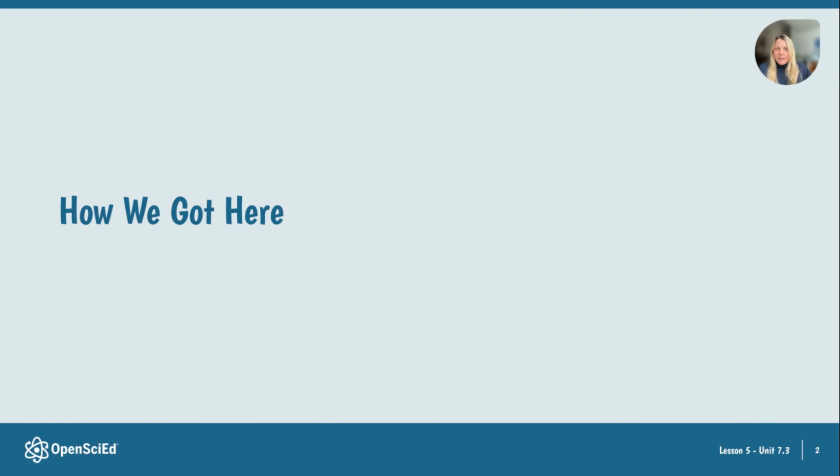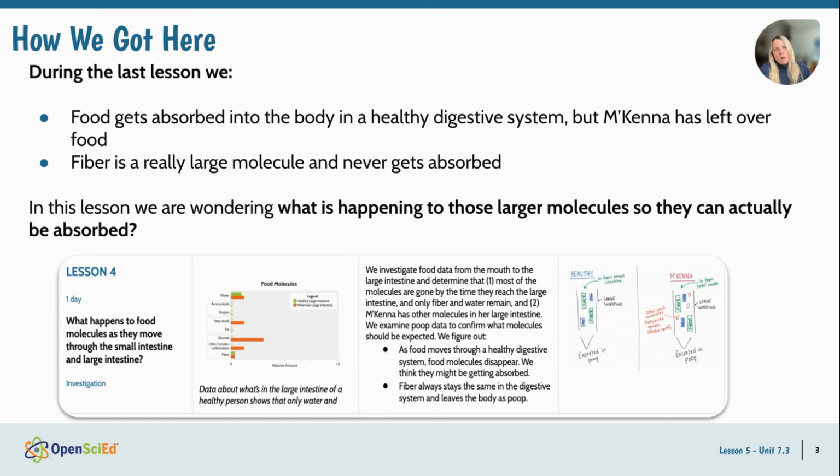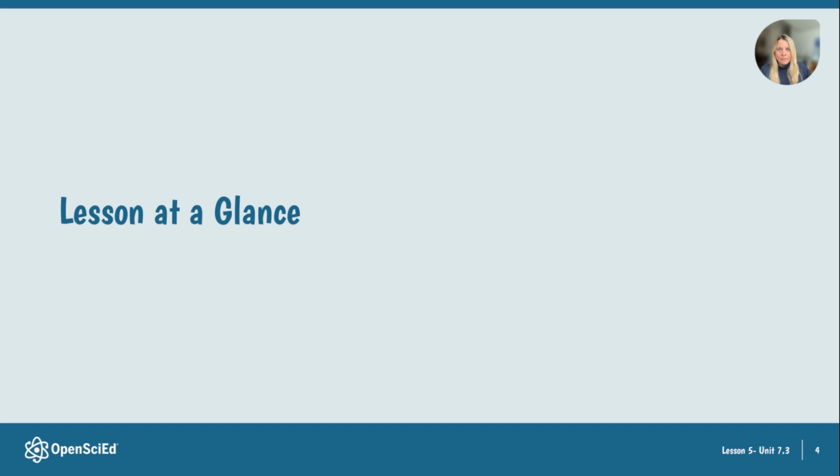But before we jump into the investigation and what your kiddos will be doing, let's take a minute and remember how we got here. In Lesson 4, we figured out that food gets absorbed into the body in a healthy digestive system, but McKenna's waste still has some food molecules left over. We also learned that fiber never gets digested, and this is because it's a really, really large molecule. This left us wondering, what is actually happening to those larger molecules in the digestive system so they're actually able to get absorbed into our body? So let's take a little closer look at this lesson.